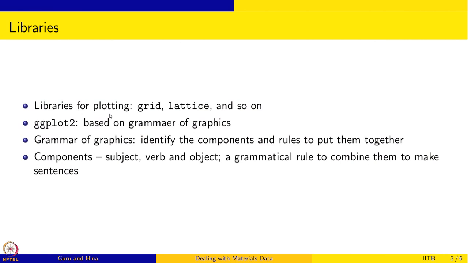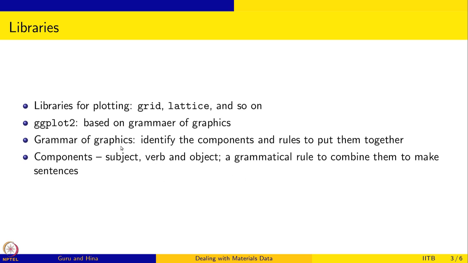There are many libraries for plotting, grid, lattice and so on, and some of the R textbooks do describe these libraries. But ggplot2, the gg stands for grammar of graphics. Grammar of graphics is to identify the components and rules to put these components together. So, it is exactly like grammar for a spoken language. How do we get the grammar? We say that, okay, these are the components like subject, verb, object, for example, and how do you put them together to make a meaningful sentence? There is a grammatical rule to combine them, and once you learn, then all sentences or many sentences can be built in this fashion.